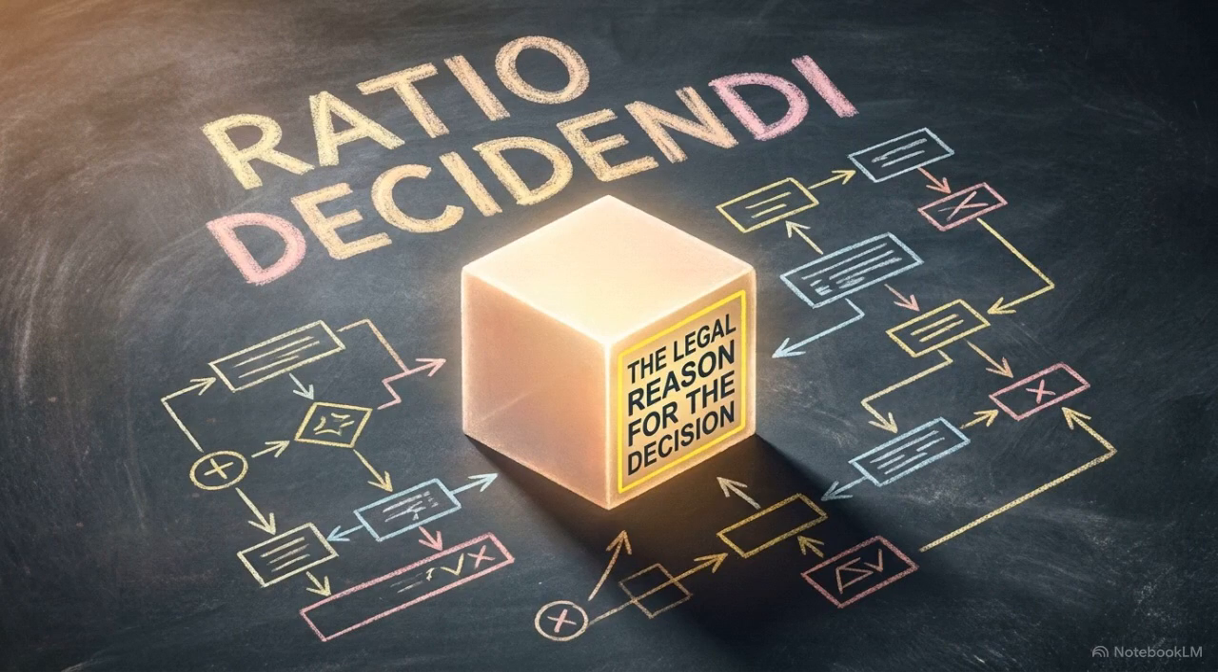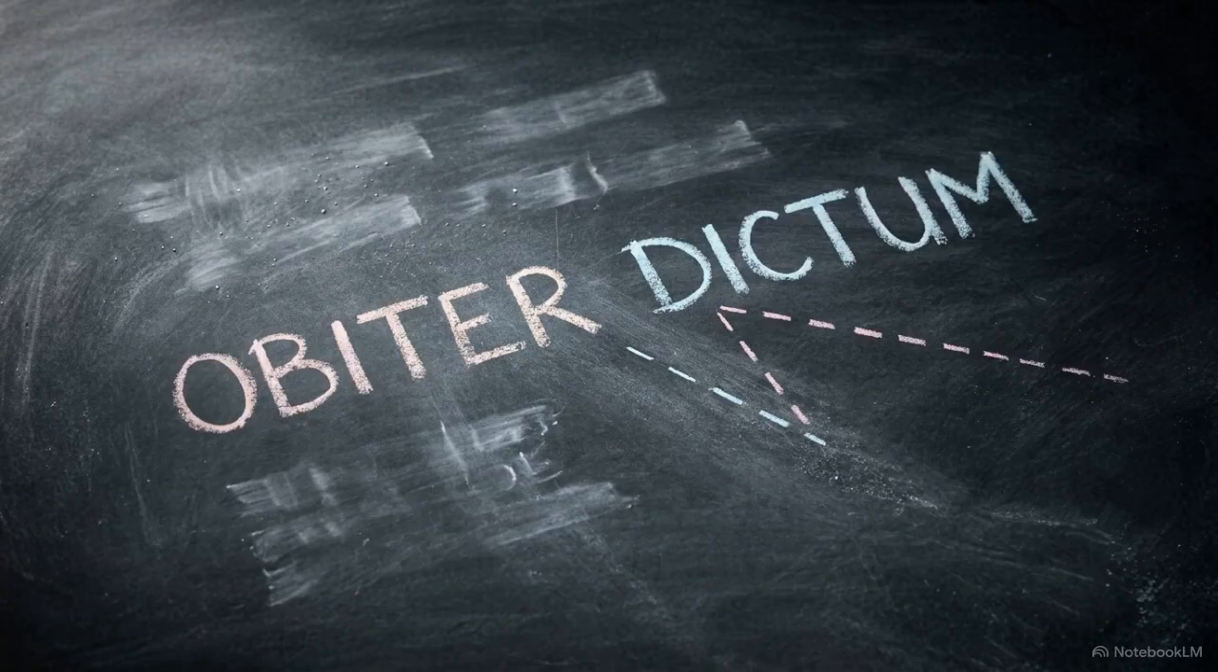The application of the law to those specific material facts creates the ratio decidendi. This translates to the reason for the decision. It is the core legal principle that binds future courts. Everything else falls under obiter dictum, meaning of those things said. Judges often speculate about hypothetical scenarios or write dissenting opinions. These comments might persuade future courts, but they carry zero binding power.